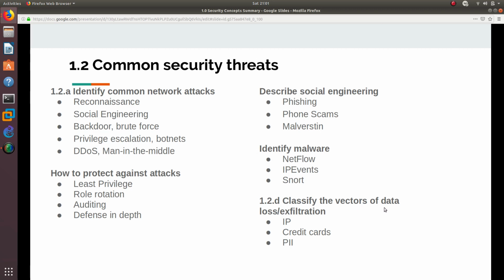And then we can classify the vectors of data loss and exfiltration. This is when the data is going out of your network, and people are not really concerned about the data going out of your network. They only care about the traffic coming in, so a lot of security methods are not implemented for the traffic going out, only for the traffic coming in. And this is how a lot of scammers can get your IP, your credit cards, and your PII as well.